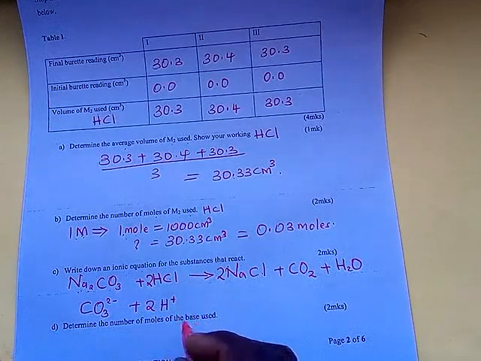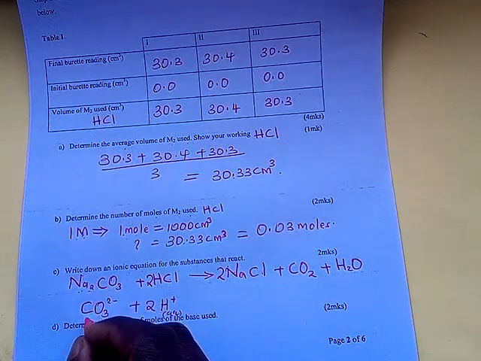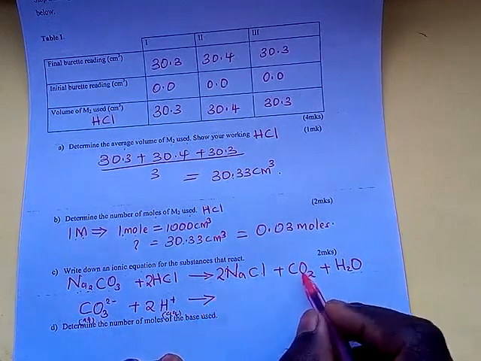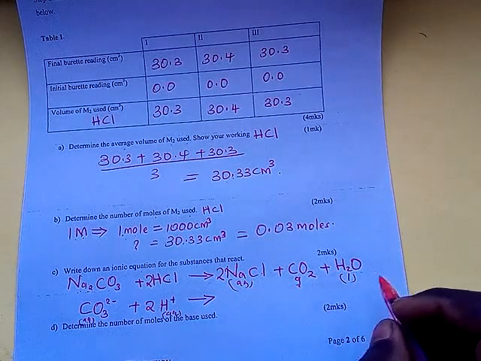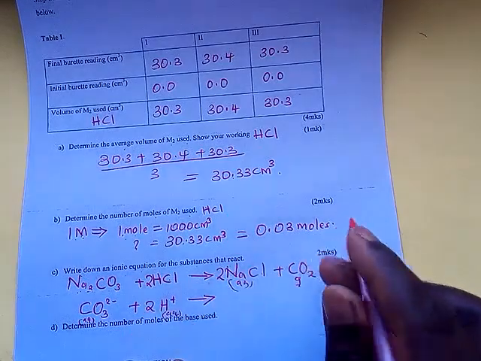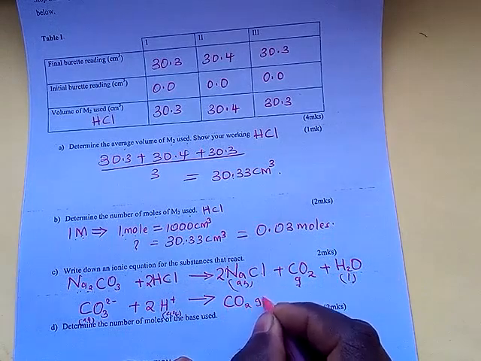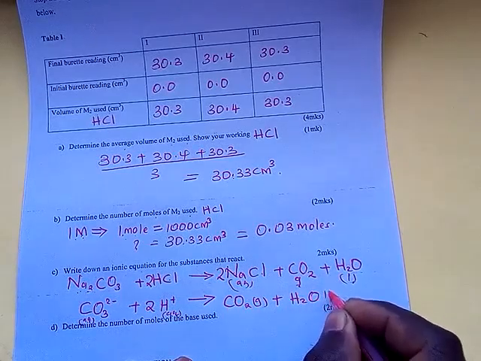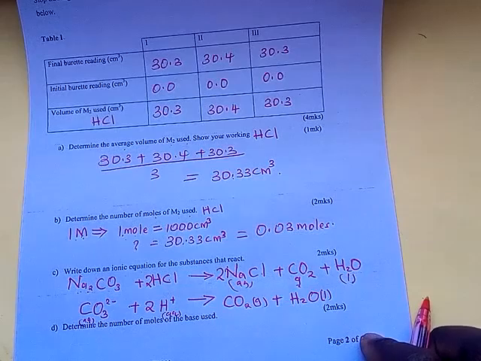Remember, this is aqueous, aq. This one is also a solution, aqueous. So it is going to form CO2, which is a gas, and this is water. Remember, gases and water, we don't write ionic for them, we just leave them the way they are. So we will have CO2, which is a gas, plus water, liquid, and this is the ionic equation for the reaction that took place.